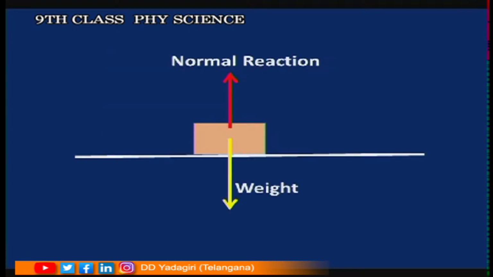Whenever an object is on the ground or any place stable, its weight is acting downwards and the surface exerts equal and opposite reaction upwards. We call this the normal reaction, which will be equal to the weight of the object.